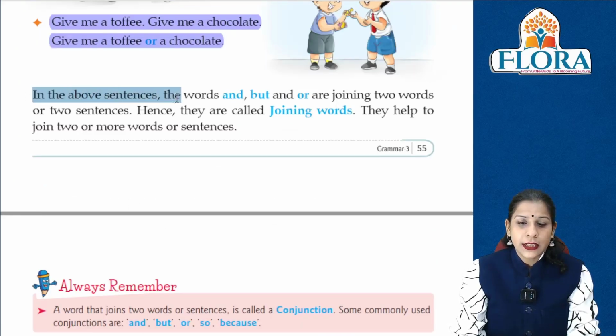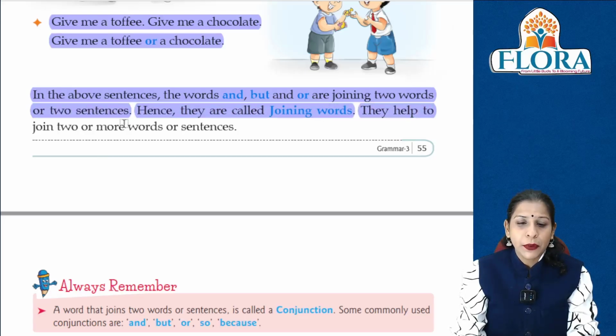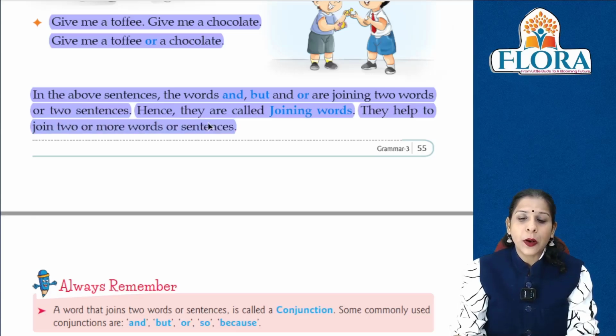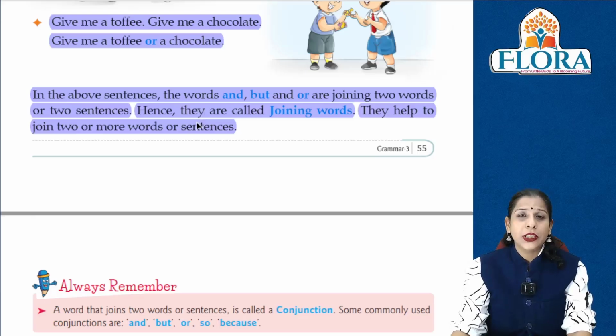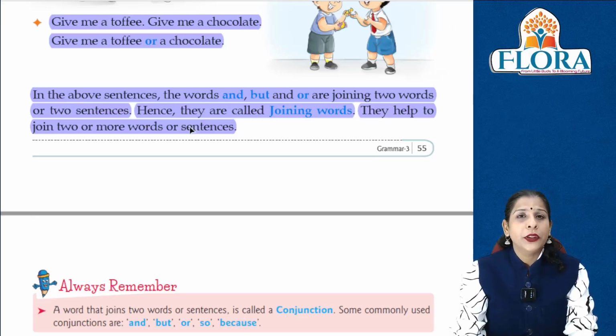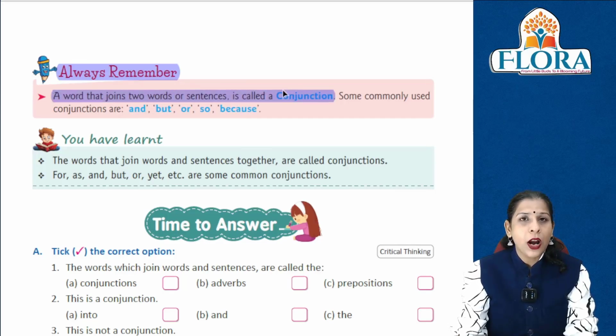In the above sentences, the words and, but and or, they are joining two words. ये दो words को join कर रहे हैं और two sentences को join कर रहे हैं. Hence, they are called joining words. They help to join two or more words or sentences. So वो हमारी help करते हैं जब दो words को join करने में, दो sentences को join करने में, वो होते हैं हमारे conjunctions. Always remember, a word that joins two words or sentences is called conjunction.